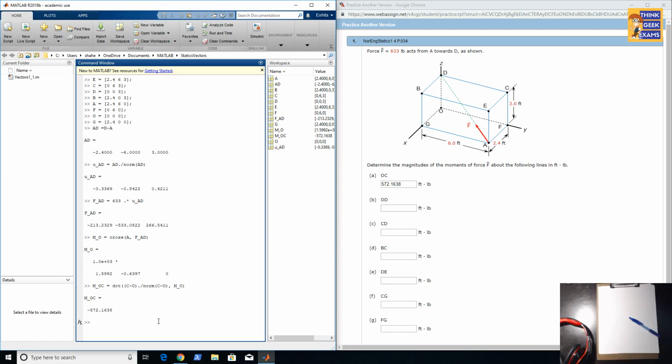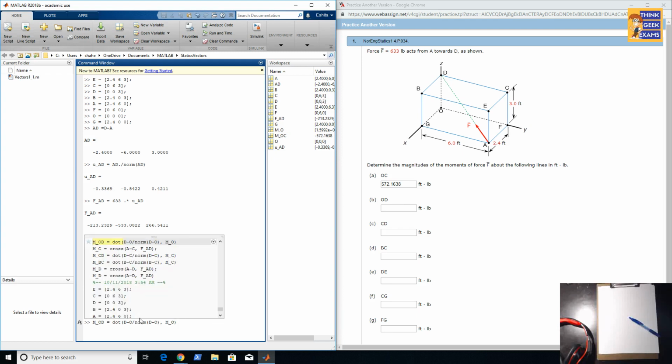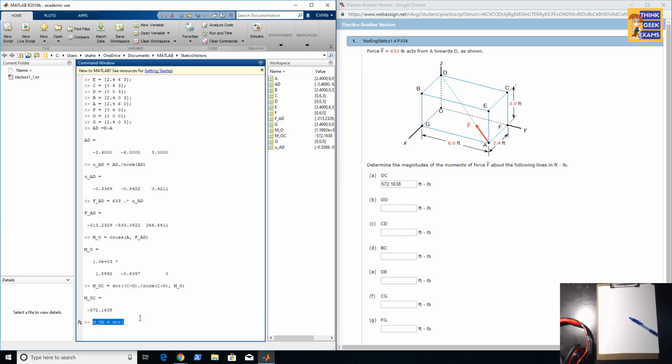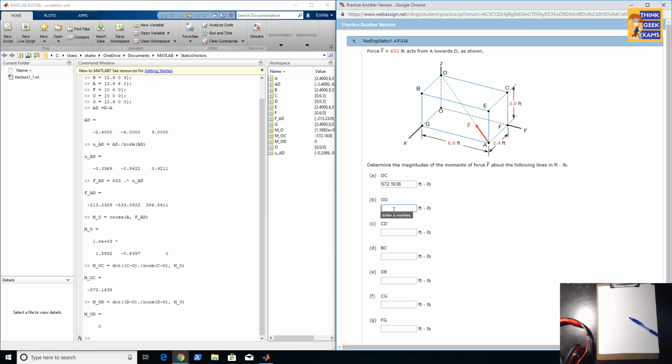Next is OD. So we can use MO for this again, and so MOD equals dot D minus O, and MO, and the answer is 0, which is correct because OD crosses through D, so it should be 0.